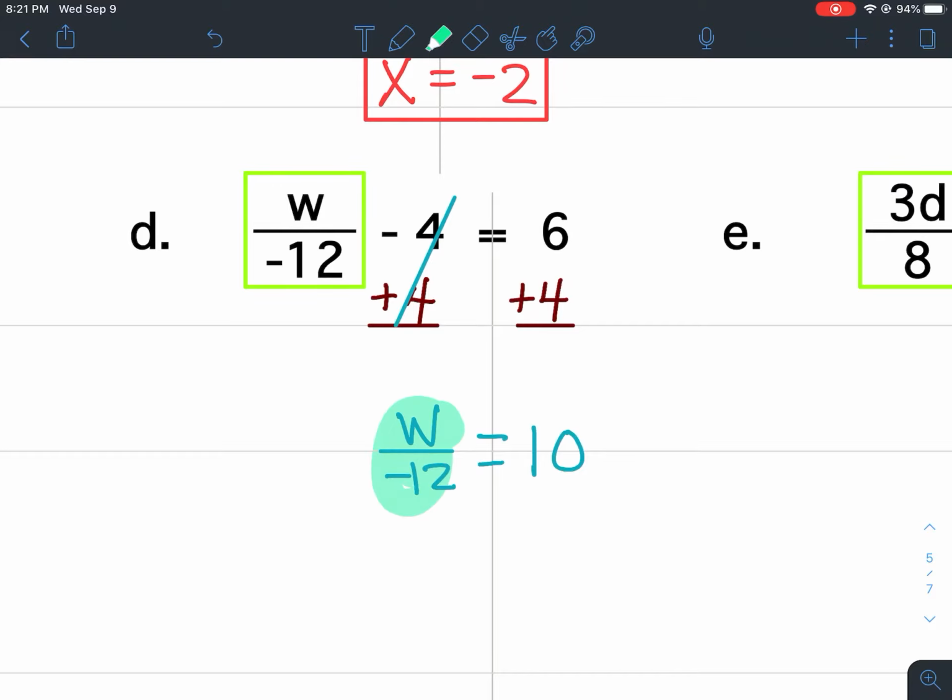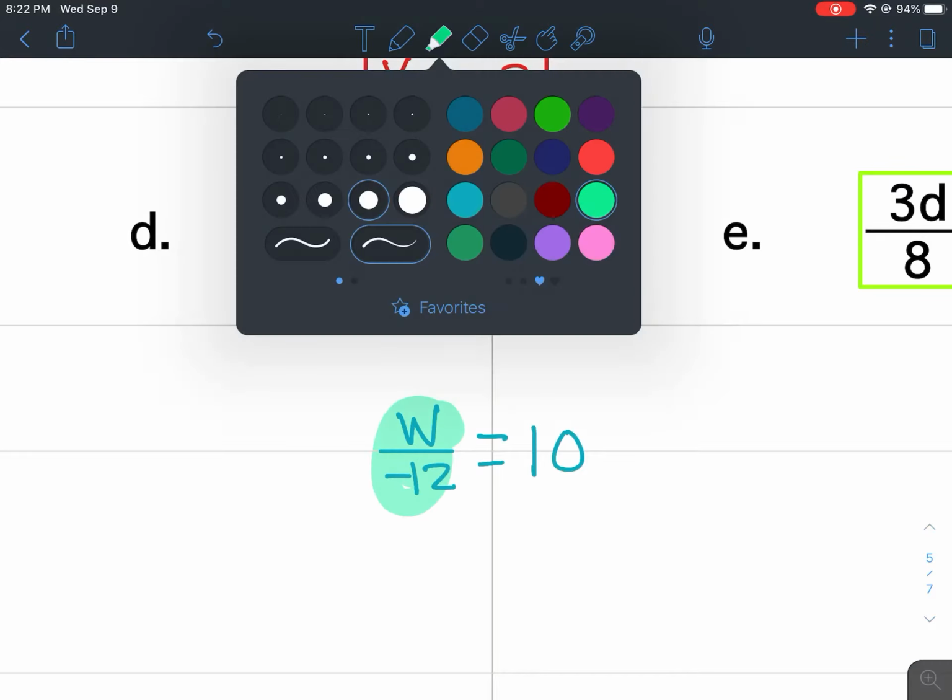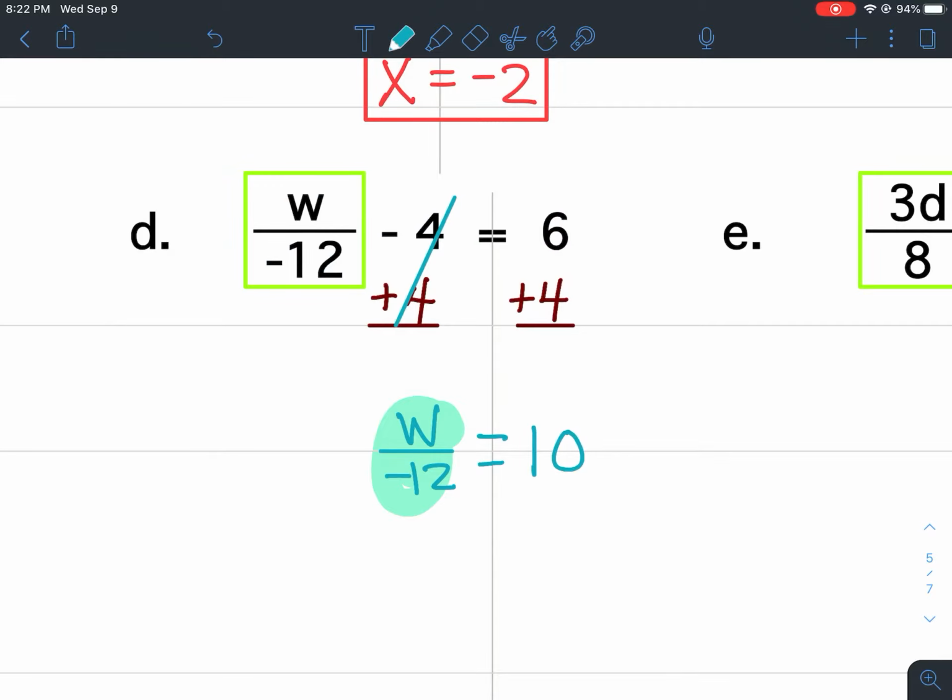What operation is this? That is division. So the inverse to division is multiplication. That means I'm going to multiply both sides by negative 12. Why did I choose negative 12? Because that's the number with the variable. So I'm going to multiply both sides by negative 12.